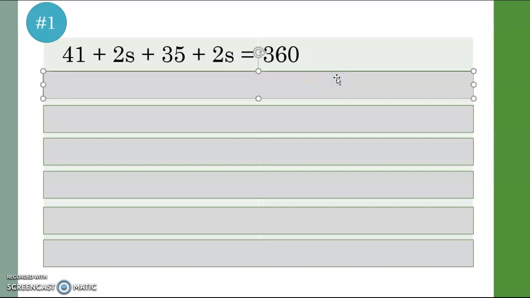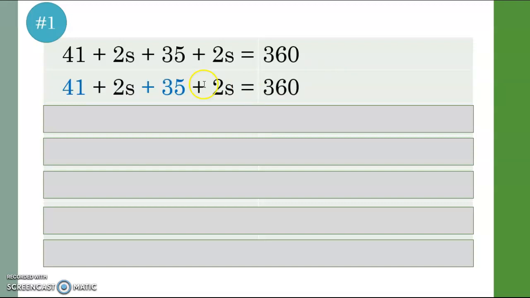So the first thing that we're going to do to work towards solving this equation is we're going to highlight the like terms, the terms that are similar to each other, that are alike. First, I'm going to start with all of the terms that are just numbers, all the terms that don't have a variable with them, that don't have that letter S. So 41 and plus 35.